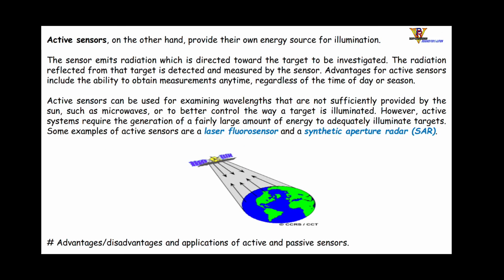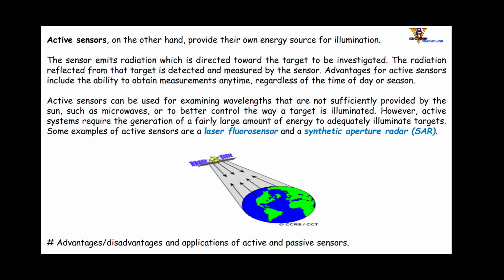While in the night time, how can we detect the energy? The same sensor can be used as active or as passive. Active sensors, on the other hand, provide their own energy source for illumination. The sensor emits radiation which is directed towards the target to be investigated. Firstly, this sensor will emit radiation towards the target, then the radiation reflected from the target is detected and measured by the sensor.